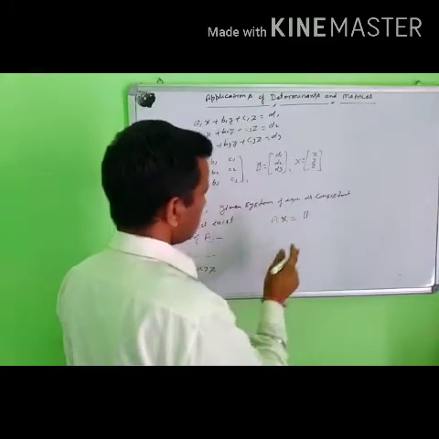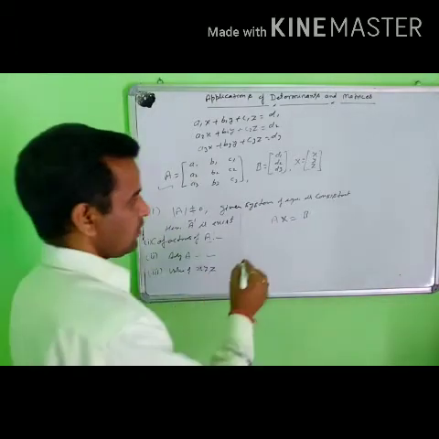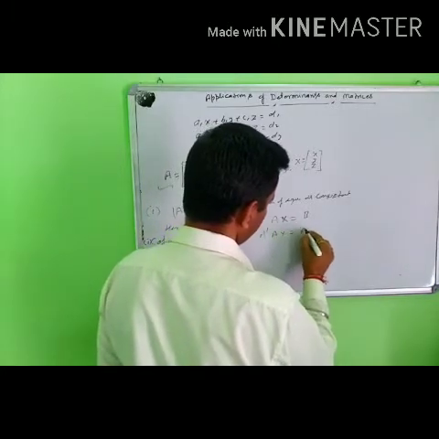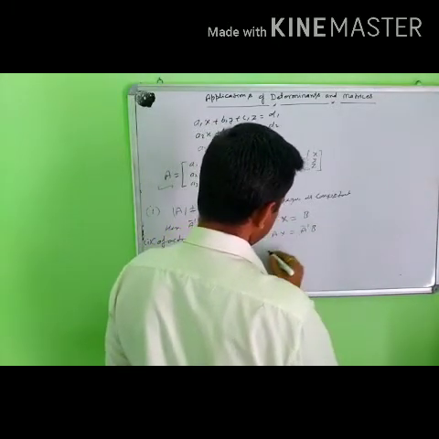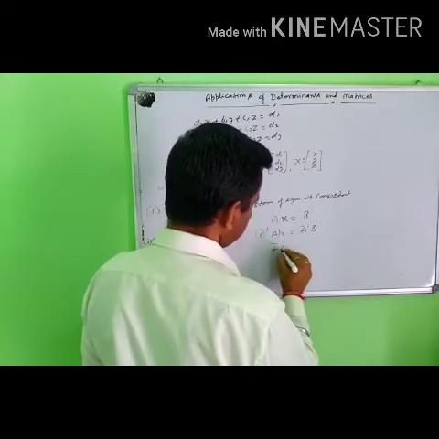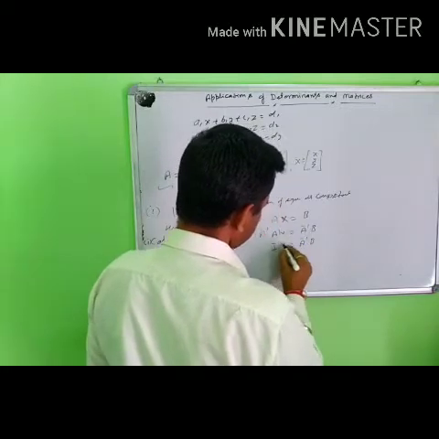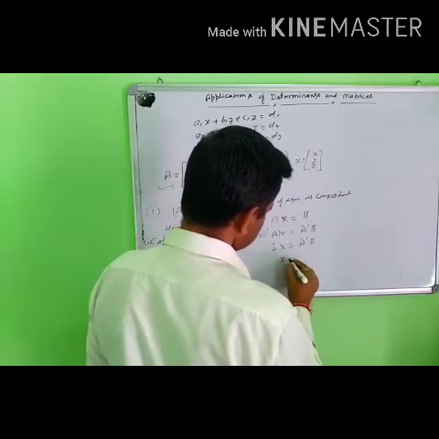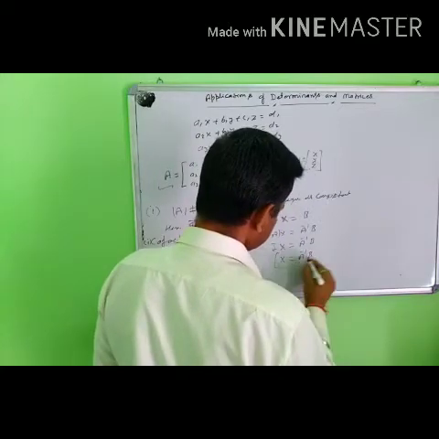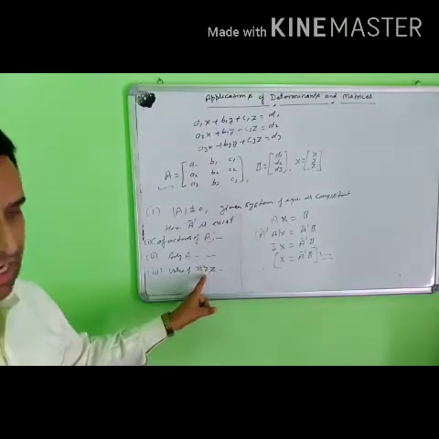What identity will you use to find these values? Now multiply A inverse on both sides: A inverse into A x equal to A inverse into B. Then A inverse into A is I, so I into X equal to A inverse into B, which means X equal to A inverse into B. This is the important identity for finding the value of x, y, z.